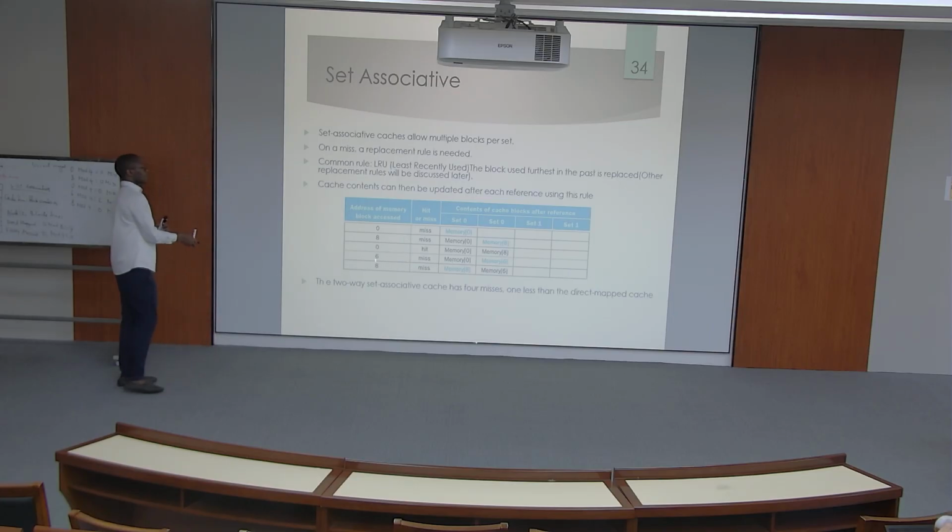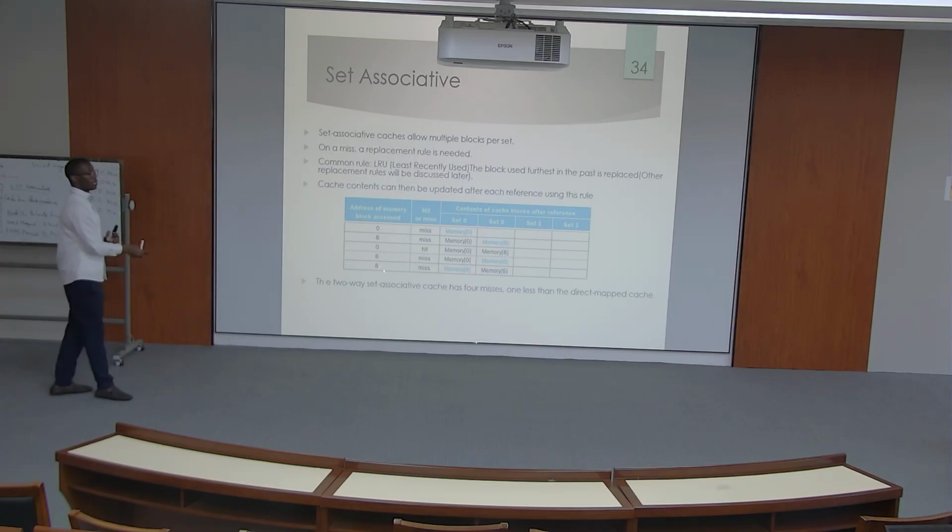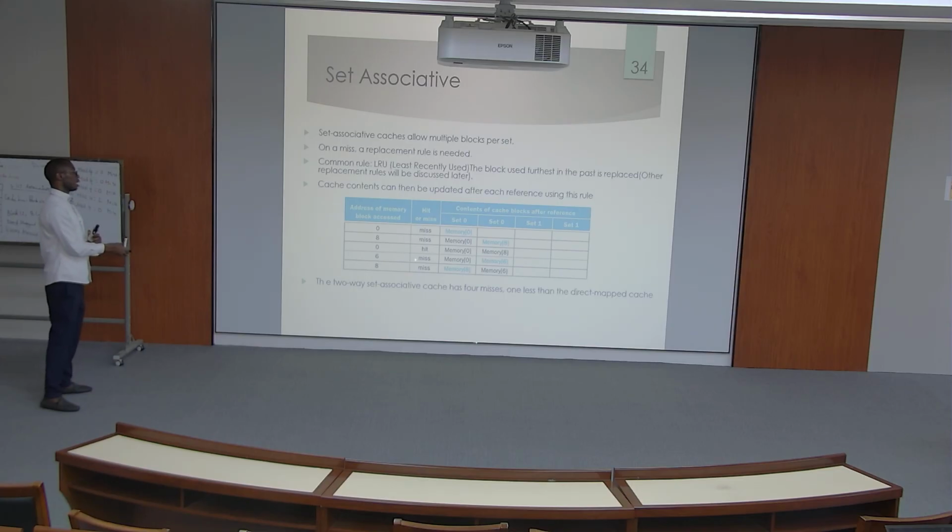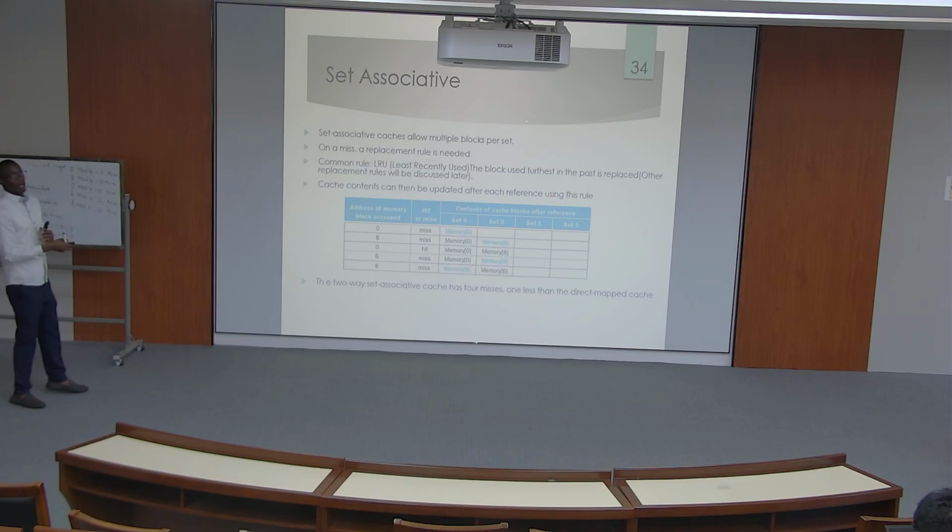Now we have 6, which needs to be loaded into the cache line, into set 0. So it has to replace one of the previous blocks, and we need to use a replacement technique. In this case, we're going to use least recently used. We're going to discuss these block replacement techniques. That means we're going to replace the least recently used. In this case, it is 8.